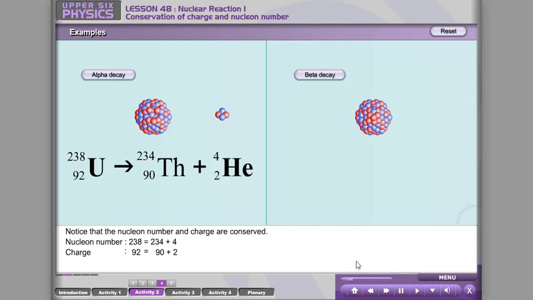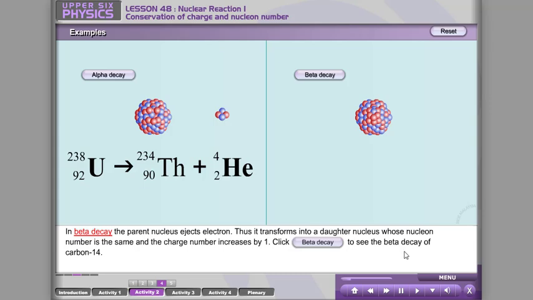Notice that the nucleon number and charge are conserved. Nucleon number: 238 equals 234 plus 4. Charge: 92 equals 90 plus 2.